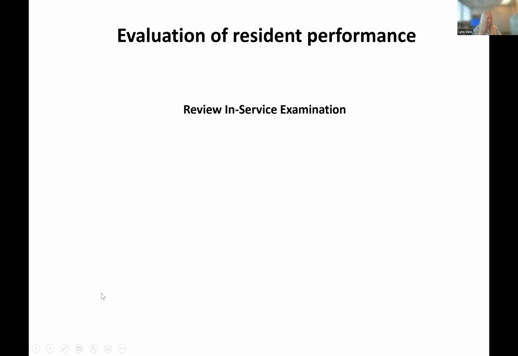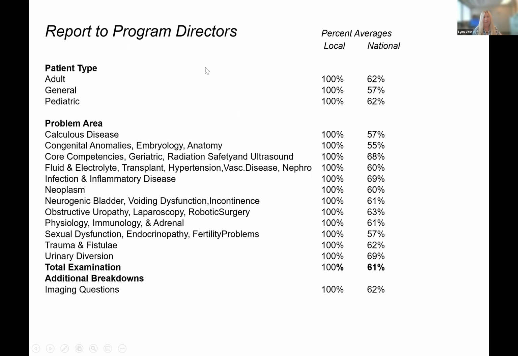Okay, so next we evaluate resident performance. We review the in-service exam, and again, the AUA comes out with reports. Yes, they do. I added in all those numbers. Look how good we did. We got 100% and everything. Look at that. Woo! Okay, so I would put the program director's report in there that shows how we did compared to the national average.